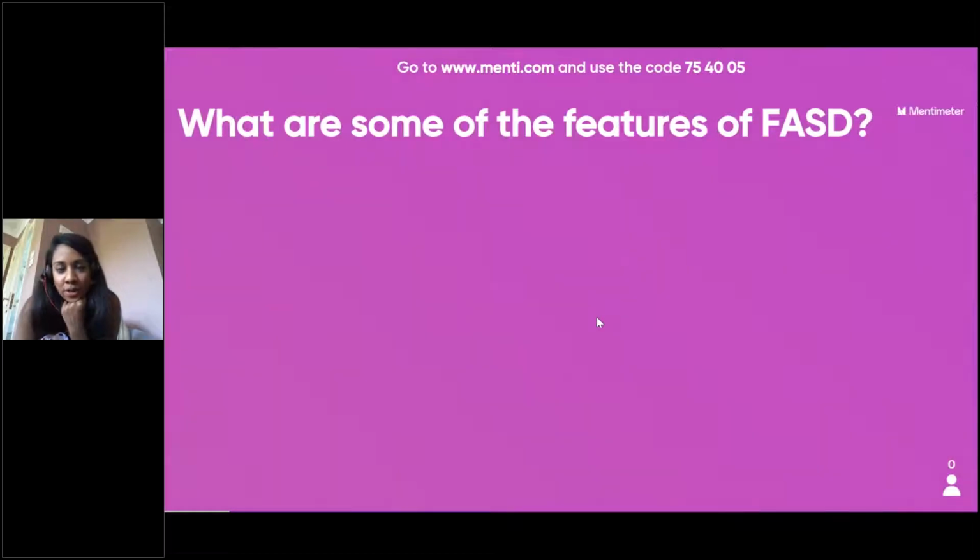So if you've logged into menti.com, what you should be able to do is enter free text about some of the features of fetal alcohol spectrum disorder. I think you can have about 3 turns, and I'll give you a couple of minutes. Basically, if you just want to type in any of the features, and then it should appear here on the screen.